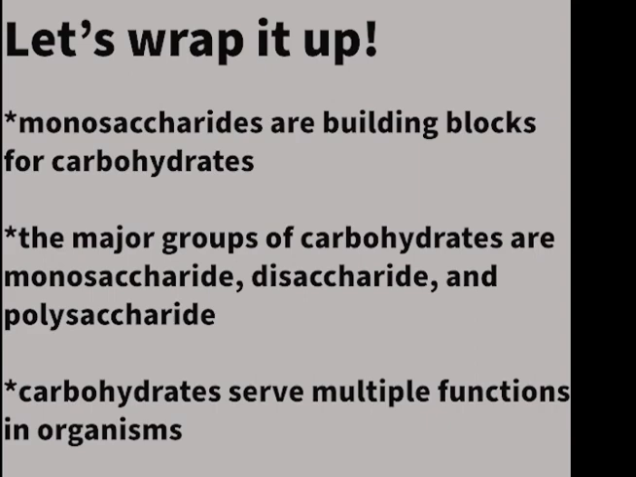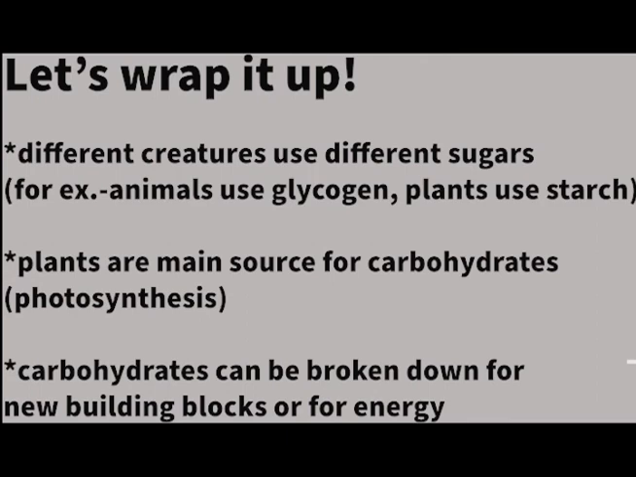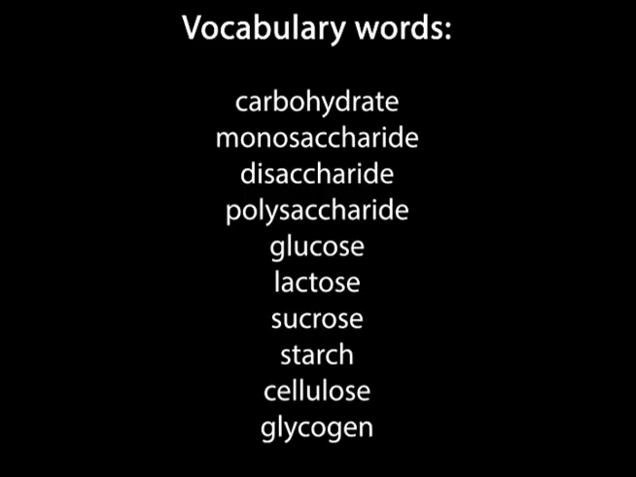Okay, let's wrap things up. Monosaccharides are building blocks for carbohydrates. The major groups of carbohydrates that we looked at were the monosaccharides, the disaccharides, and the polysaccharides. And carbohydrates serve multiple functions in organisms, such as structural or energy. Different creatures use different sugars. For example, animals use glycogen to store energy, plants use starch to store energy. And plants are the main source of carbohydrates, developing it through photosynthesis. And carbohydrates can be broken down for new building blocks, or for energy for the organism. Please review these vocabulary words that we will be looking at in class.